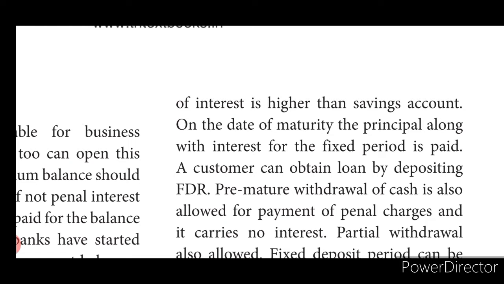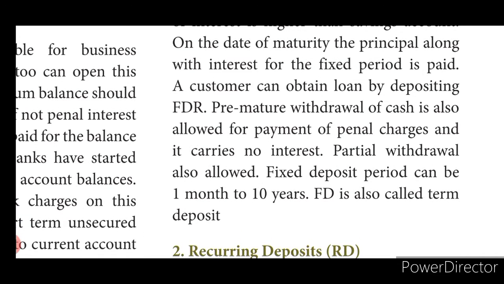A customer can obtain a loan by depositing the FDR. Premature withdrawal of cash is also allowed on payment of penal charges, and it carries no interest. Partial withdrawal is also allowed. The fixed deposit period can be 1 month to 10 years. And an FD is also called a term deposit.